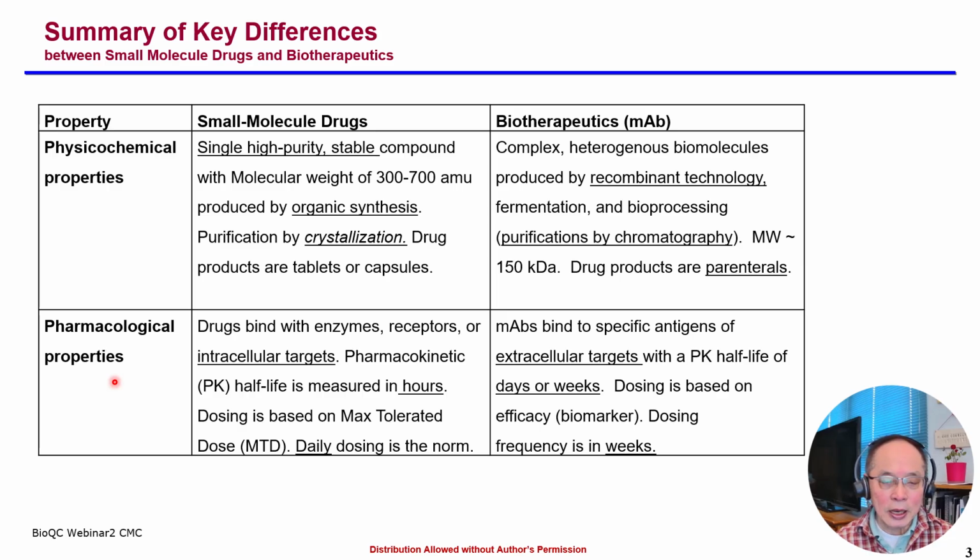Pharmacological property: for small molecule drug, the drug binds to enzymes, receptors, or intracellular targets, versus monoclonal antibody specifically binds to antigens of extracellular target. PK are very different. Small molecule in hours versus days or weeks for monoclonal antibody. Dosing is based on maximum tolerated dose for small molecule versus using efficacy biomarkers. And dosing frequency, daily is the norm, while weeks are the norm for monoclonals.